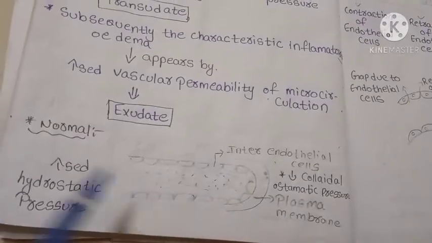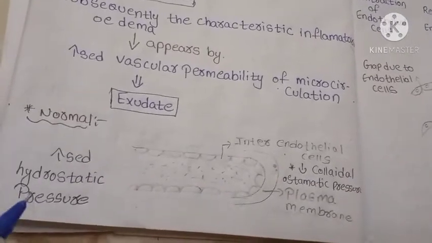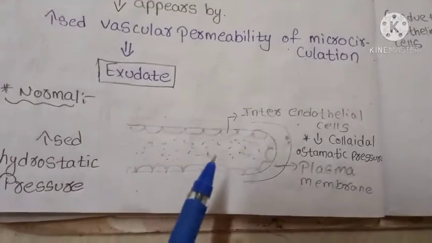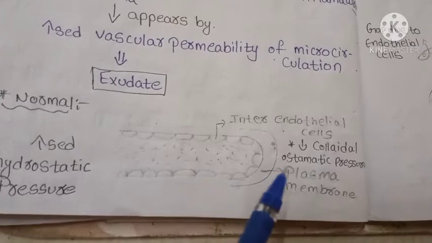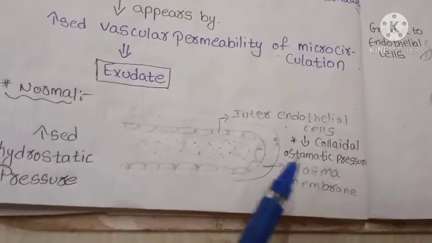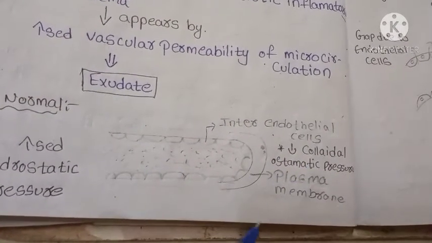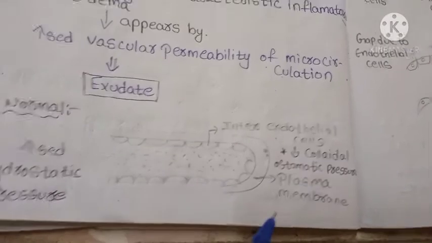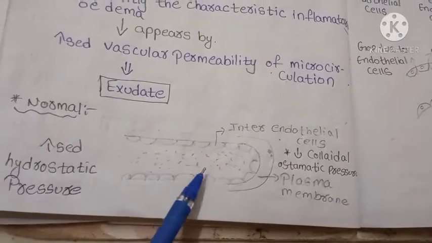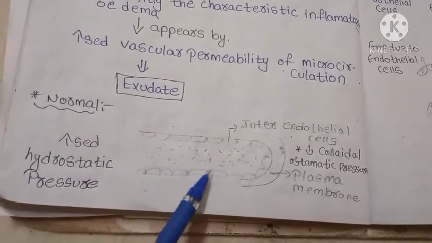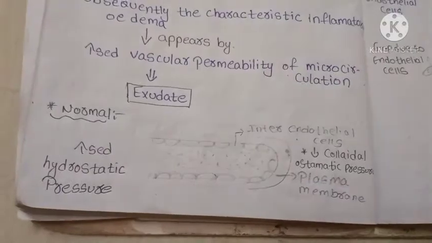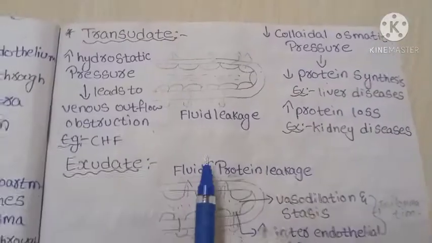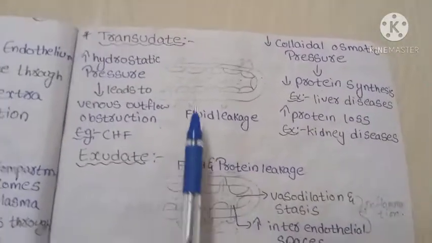Here you can see the image of normal. Increased hydrostatic pressure, here you can see liquid and interendothelial cells, and also decreased colloidal osmotic pressure, and here you can see plasma membrane. It is the structure of normal. Now we will see the structures of transudate and exudate. Here is the structure of transudate.